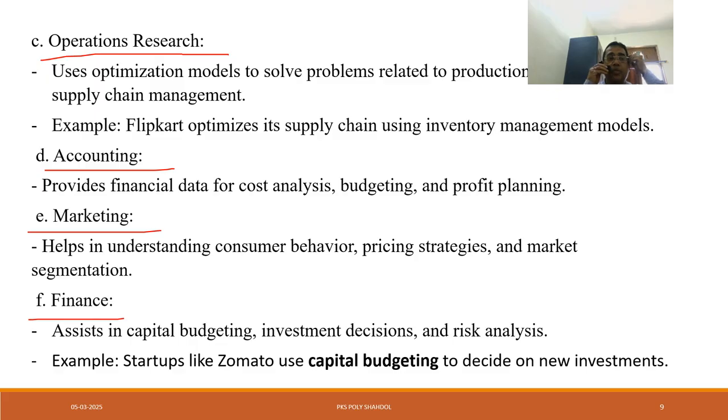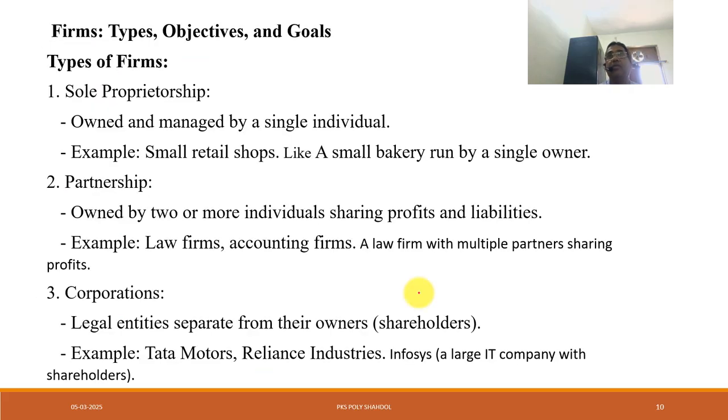Operations research is about optimization model problems related to production, inventory and supply chain. Similarly, accounting provides the financial data for cost analysis, budgeting and profit planning. Marketing helps in understanding consumer behavior, pricing strategies and market segmentation. Similarly, finance assists in capital budgeting, investment decisions and risk analysis. For example, a startup like Zomato uses capital budgeting to decide new investments. So this is the direct concern with other disciplines.